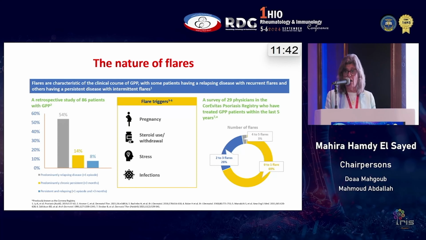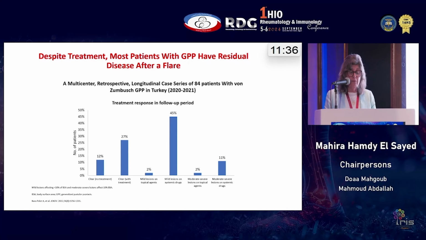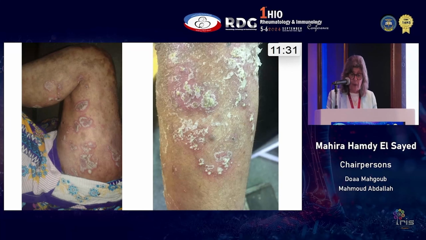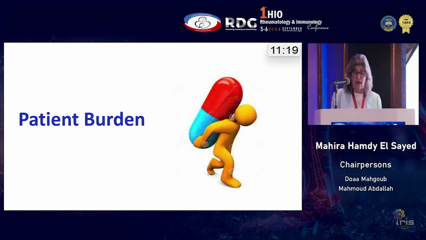Why does a flare occur? The triggers are pregnancy, stress, infections, and steroid use or withdrawal. Despite treatment, they have residual disease, like we said, like this patient. Maybe we do not have any acute symptoms, in terms of fever or raised CRP or neutrophilia, but again, the patient still has his skin affected.